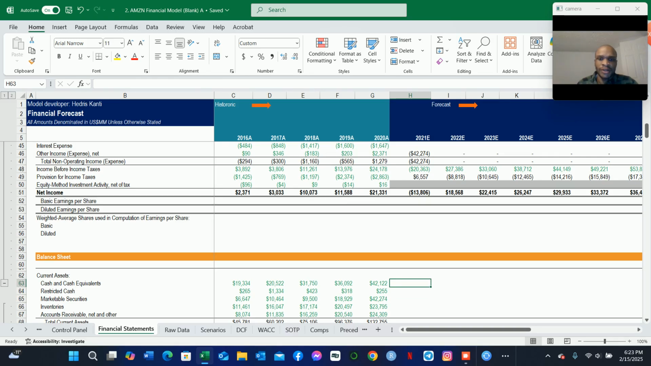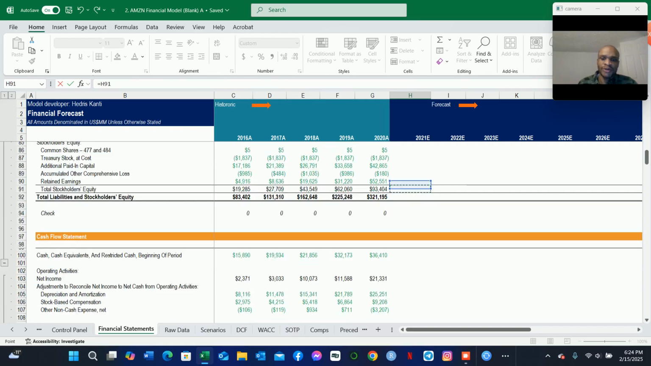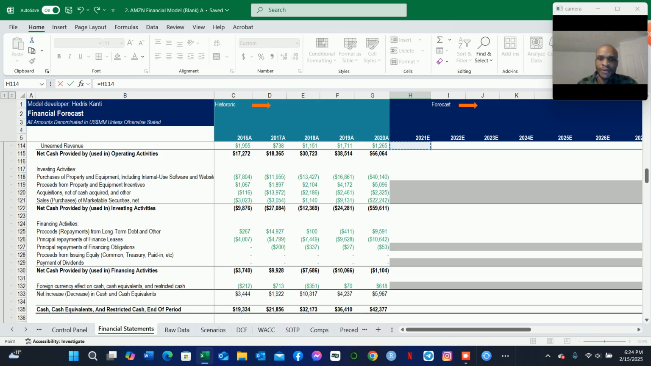So for the balance sheet line items, we'll begin with the current assets. In this case, we have cash and cash equivalents, restricted cash, marketable securities, inventory, and accounts receivable. We're going to be projecting all of these current assets into the future. So we'll begin with the cash and cash equivalents. This is going to come from when we are done with the cash flow statement. So the end of period cash and cash equivalents is going to come from here.